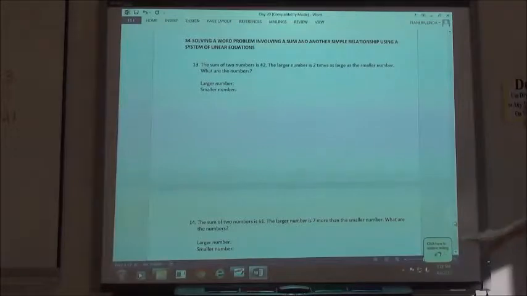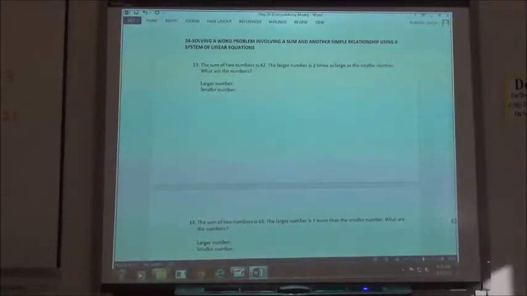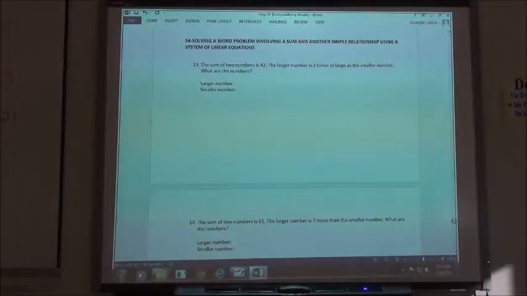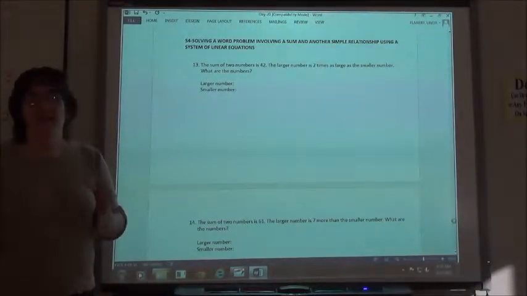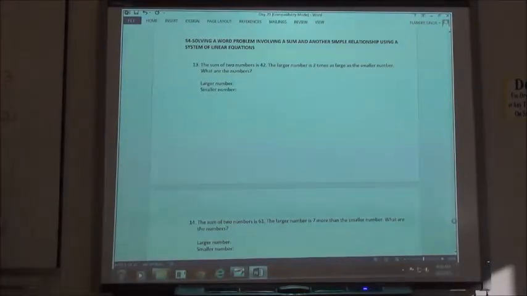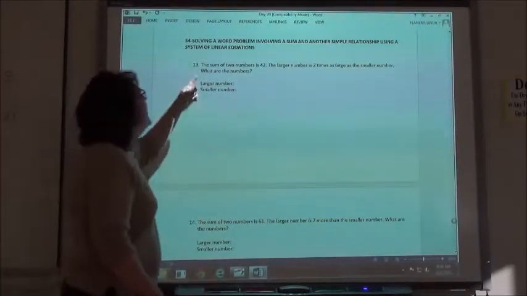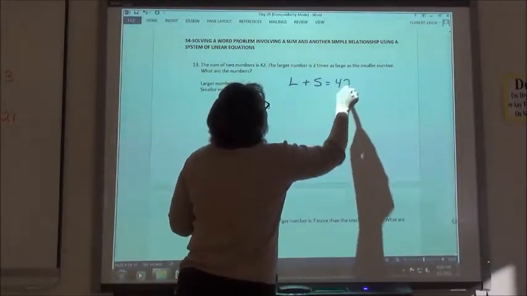Then getting into some word problems. We are going to do systems of equations, so we're going to have two equations and two variables. These first ones are all going to have one of our equations being a sum in there. It says the sum of two numbers is 42. Sum means we're going to, what's sum mean? Both of them together. Add them together, right? So, the large one plus the small one is 42.